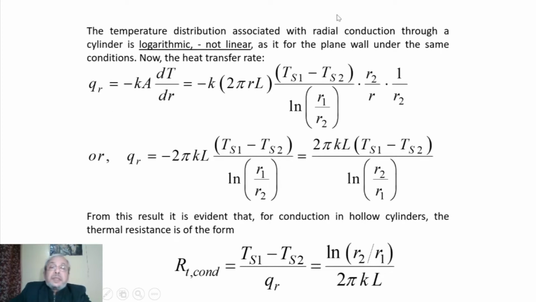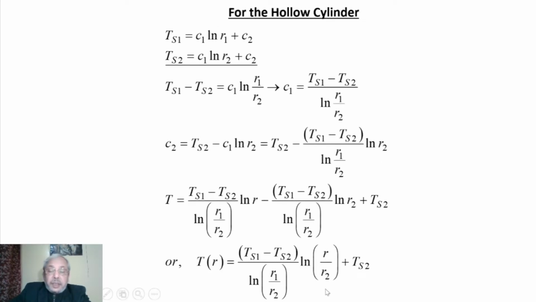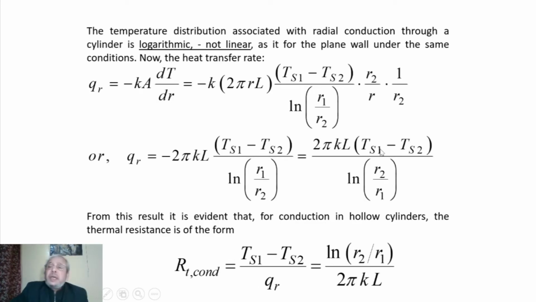Now, the temperature distribution associated with radial conduction through a cylinder is a function of r, and it is a logarithmic function. So we can see that for radial conduction through a cylinder, the temperature distribution is logarithmic, not linear. As linear is for the plane wall, for radial geometry it is logarithmic.